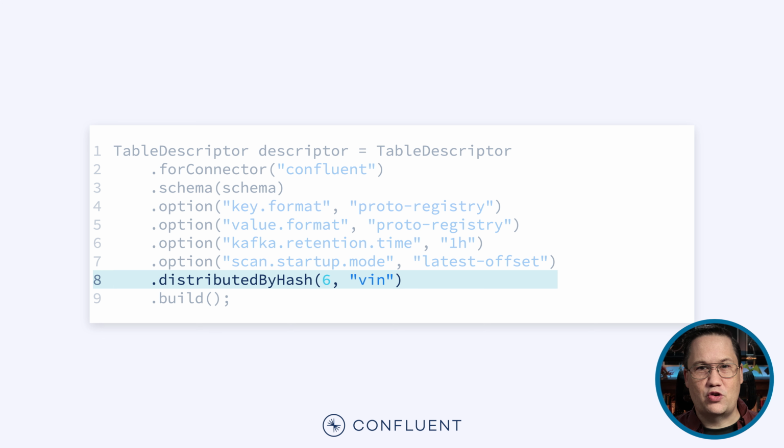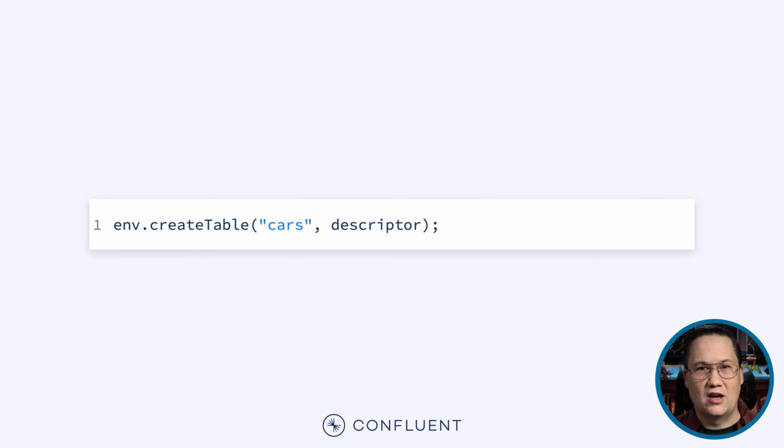Once we've defined our descriptor, the final step is to use it to create our table in the Table API. Here, I'm creating a table named cars using the descriptor that I defined previously. And this is where the magic happens. Everything I've shown so far is applicable in Open Source Flink. When we execute the createTable statement, it registers the table in the catalog and points it at a pre-existing topic and schema, but both the topic and schema still need to be created manually, which means we aren't really saving any effort.